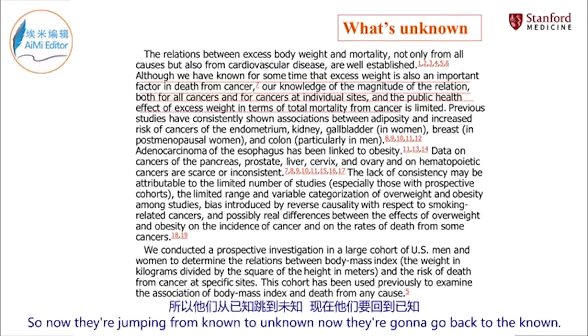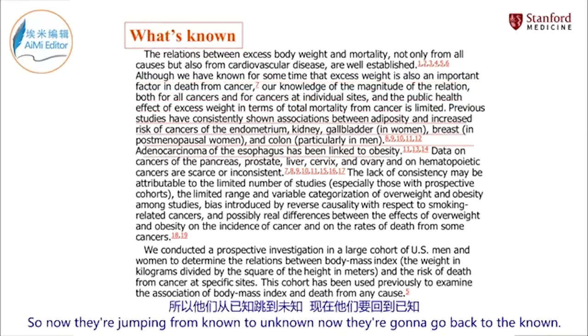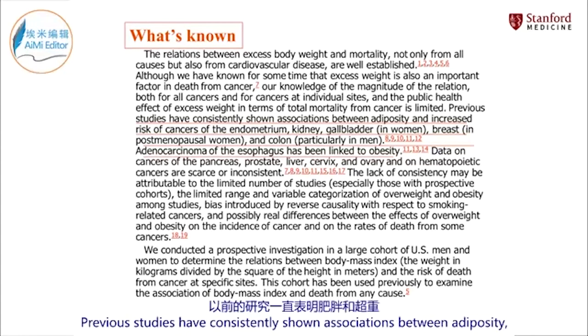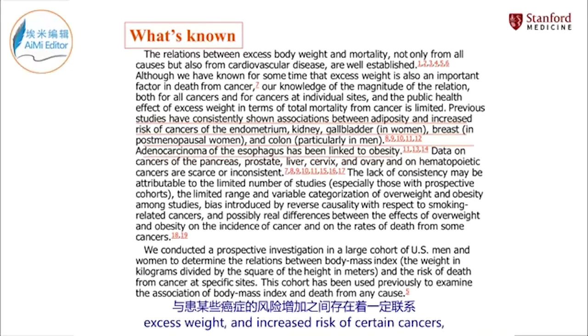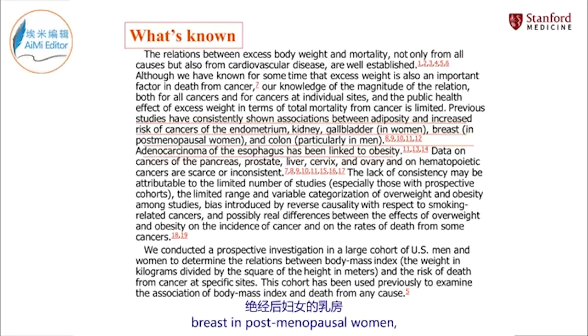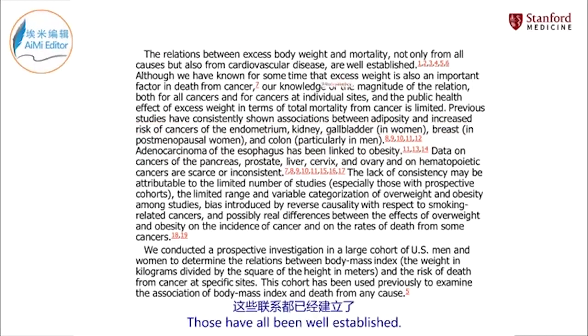All right, so now they're jumping from known to unknown. Now they're going to go back to the known. So previous studies, what do we know for sure? Previous studies have consistently shown associations between adiposity, excess weight, and increased risk of certain cancers. So endometrium, kidney, and gallbladder for women, breast in postmenopausal women, and colon in men. Those have all been well established.